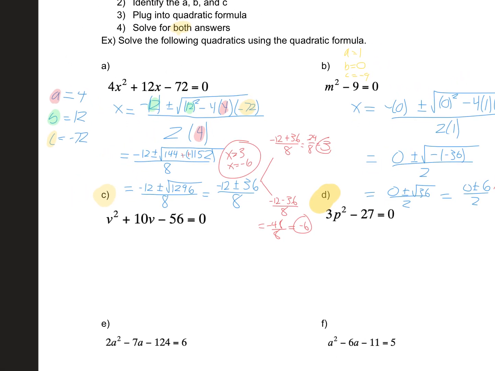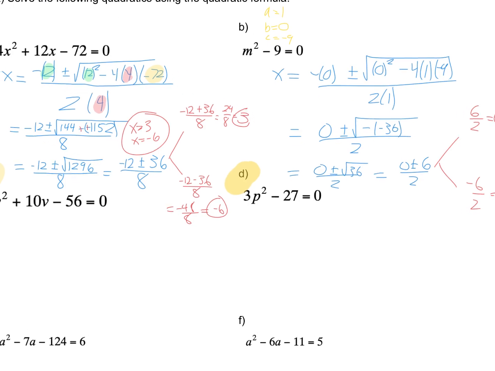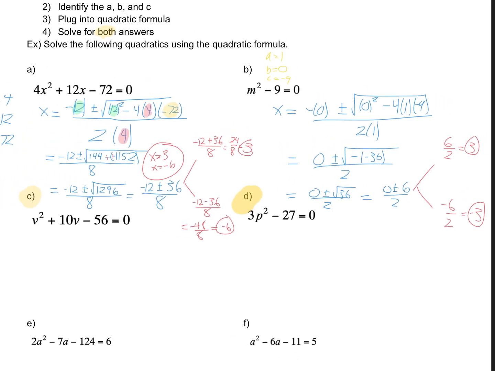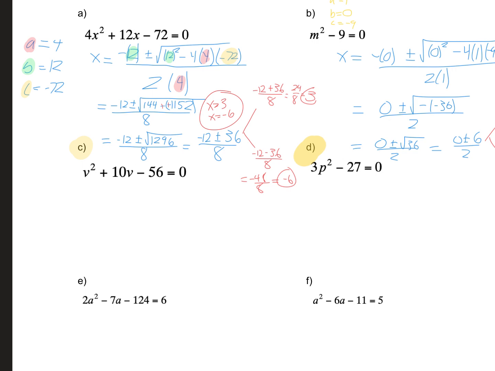So C is going to look a lot like A, because I do have an A, B, and C value. And problem D is going to look similar to B, as I do not have a B value. So go ahead and try those two, and then unpause and see what you got.